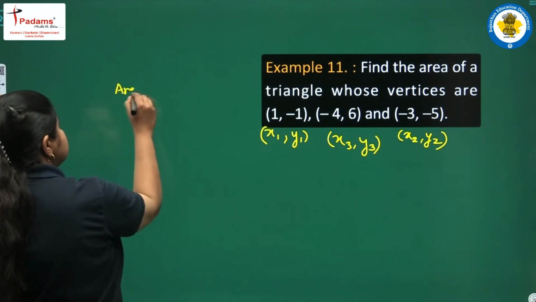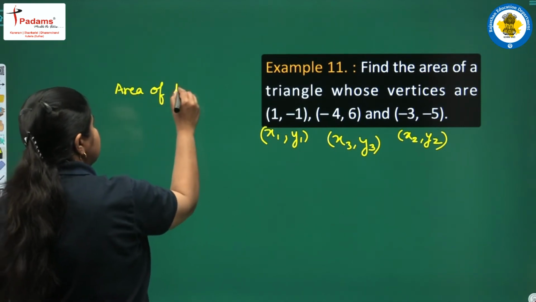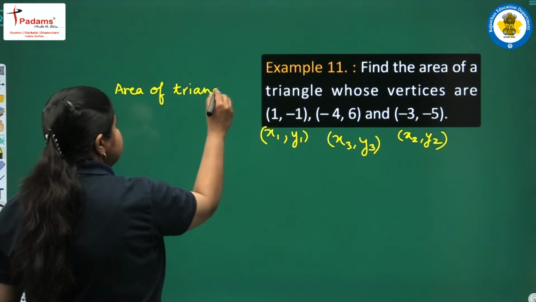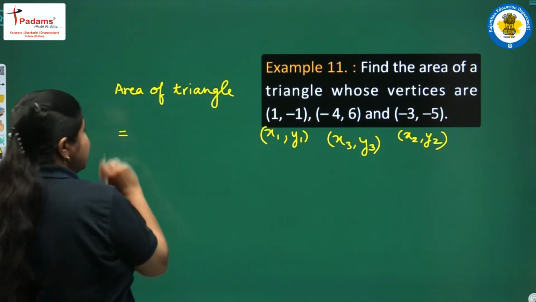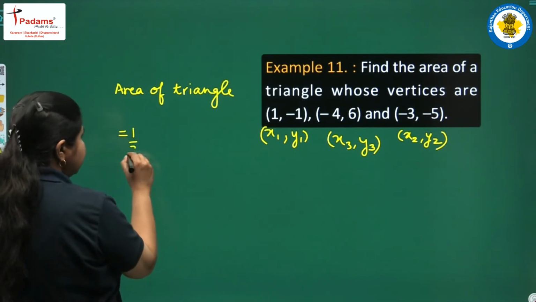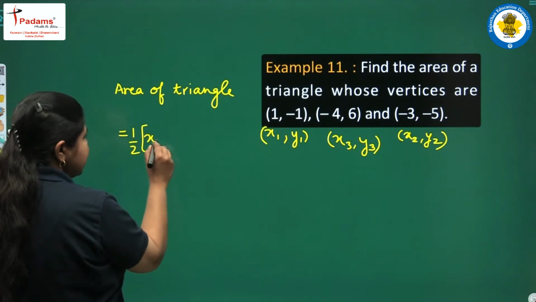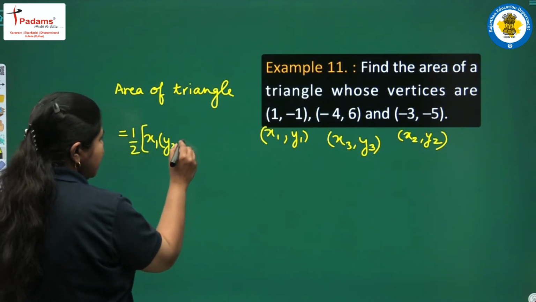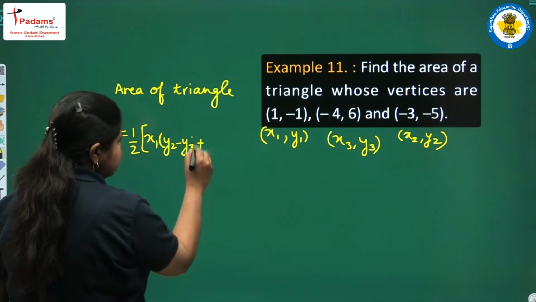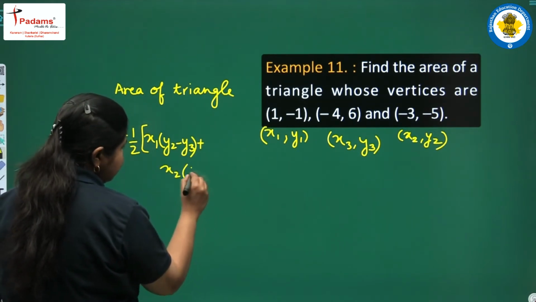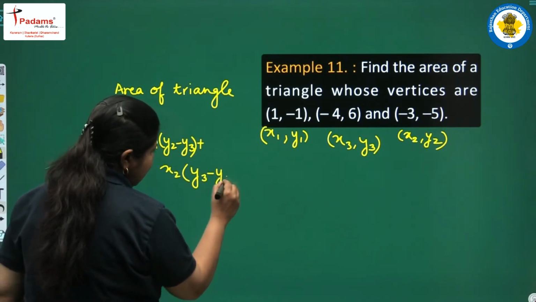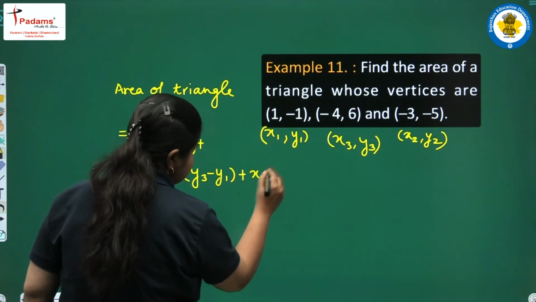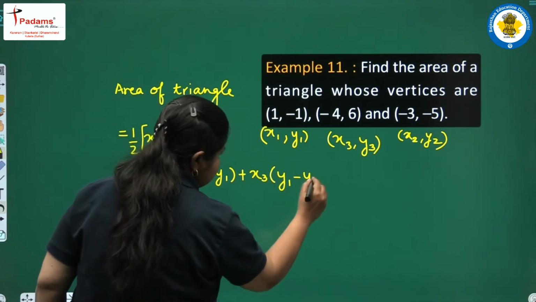Area of triangle, what will it be? Let us see what we get. Something interesting we will be having. Half into, let me write the formula once again: x1 into y2 minus y3 plus x2 into y3 minus y1 plus x3 into y1 minus y2.